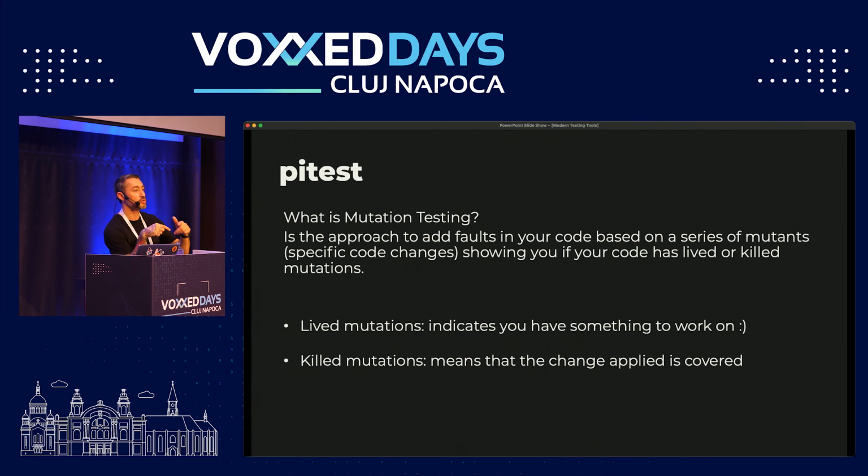And of course, in order to have this, you must first have tests, and after that you can apply this mutation testing, okay? Because it will mutate your code and run your tests, and we will compare those different results. When I have something called lived mutations, it indicates that you have something to work on, there's a problem. If there are killed mutations, coverage is fine, so you're doing a great job.